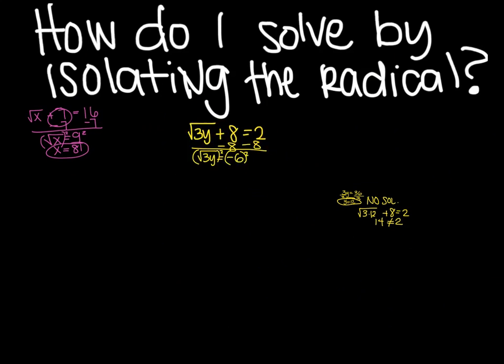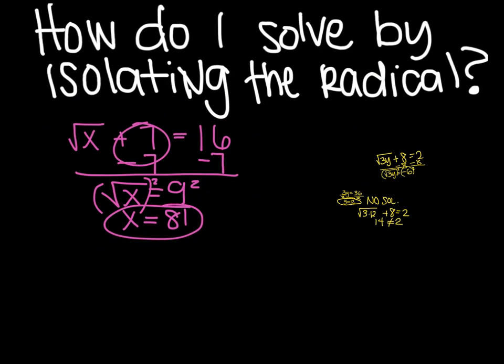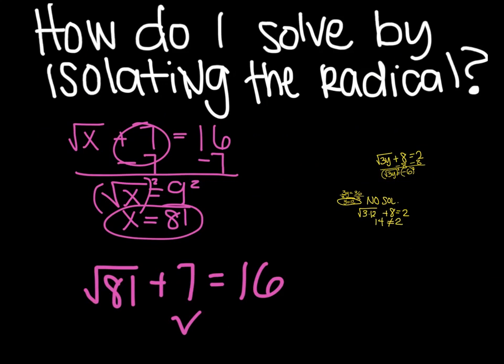So you really want to go back and check. So this one, I'll check it. So square root of 81 is 9 plus 7. And that in fact does equal 16. So I know that my answer is correct.